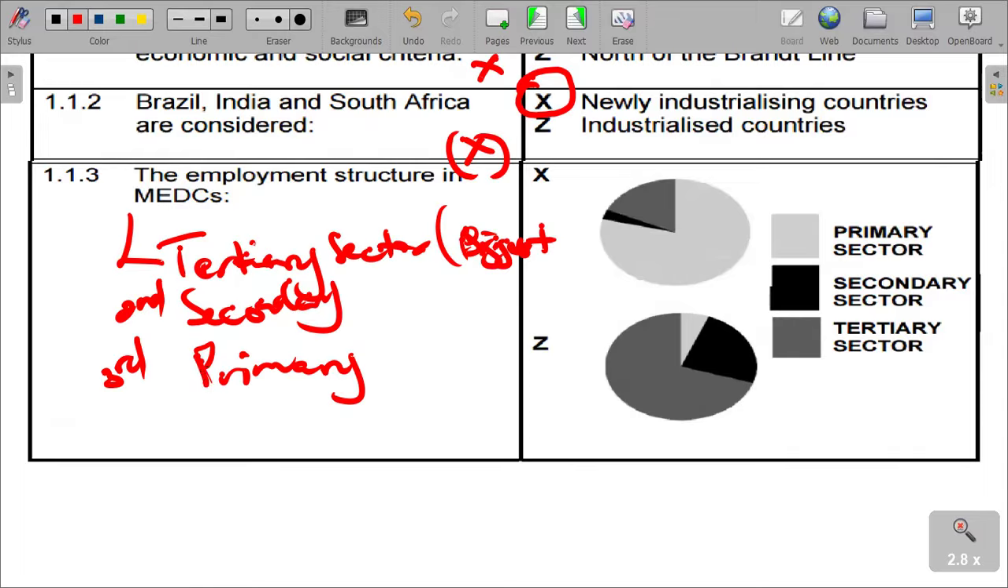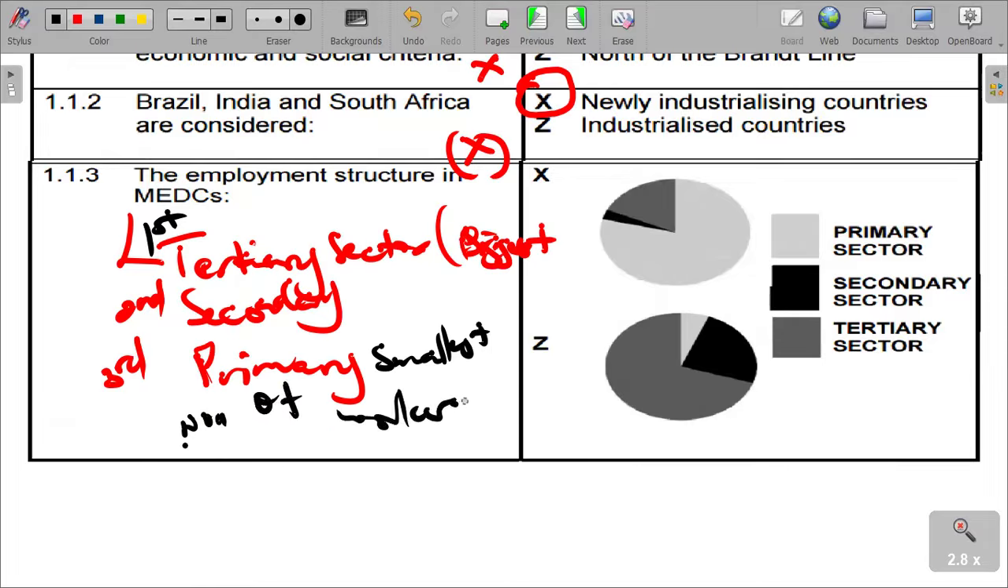So what you need to understand is that the tertiary sector is the first, which is the largest, then we have the secondary sector, the second, and then the primary sector forming the last portion. It has the smallest fraction, the smallest number of people, the smallest number of workers.